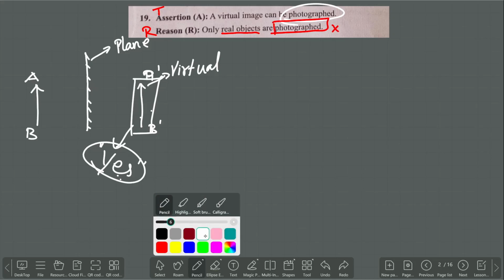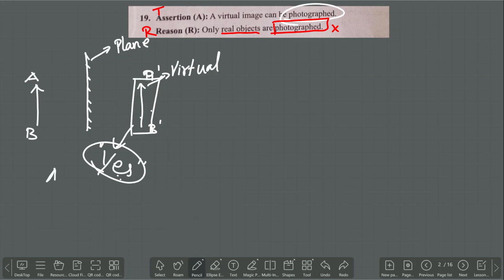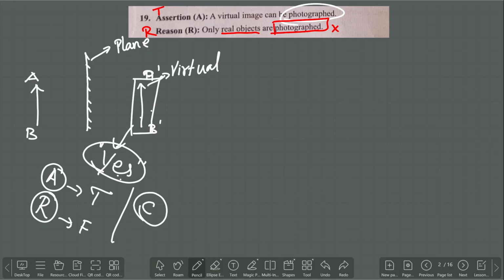Clear? Then what will be your answer? Assertion is true, but reason is false. A, B, C or D? C. Option C. Next.